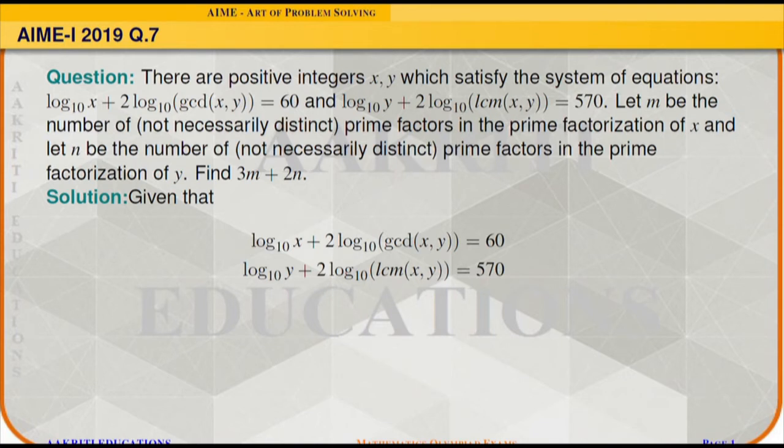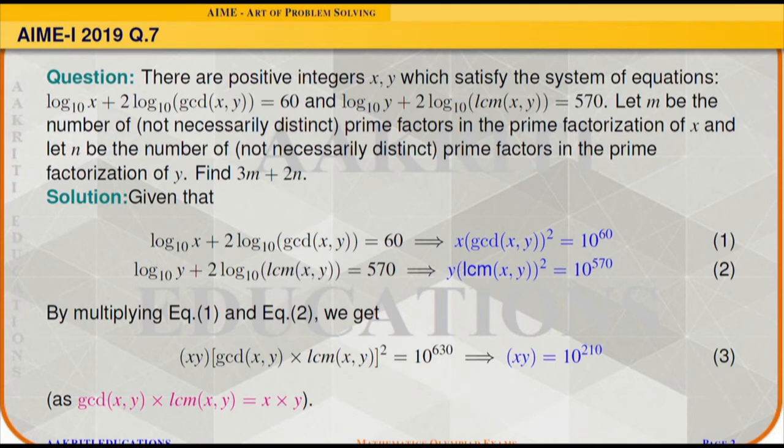Now we are given these two equations in x and y. By taking the anti-logarithm on both sides, we will get x times GCD of x comma y whole square is equal to 10 raised to the power 60, and y times LCM of x comma y whole square is equal to 10 raised to the power 570.